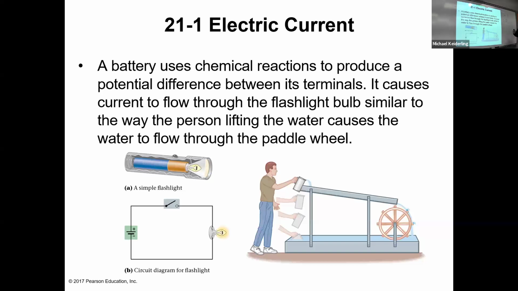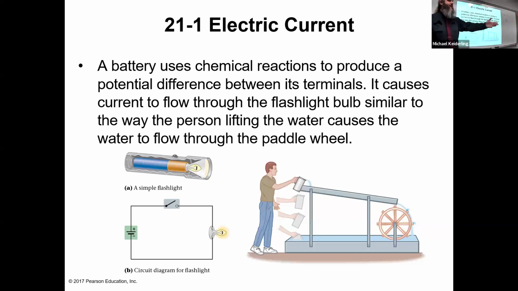A battery is a device that uses chemical reactions to produce a potential difference between its terminals, usually some sort of redox reaction. It causes current to flow through a flashlight bulb. So here, if you have a battery hooked up to a bulb, it's similar to the way a person lifting up water causes the water to flow through a paddle wheel.